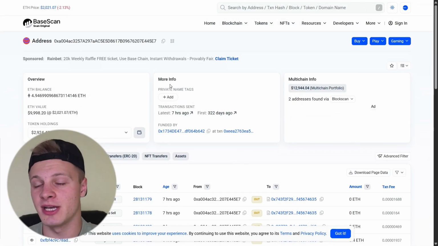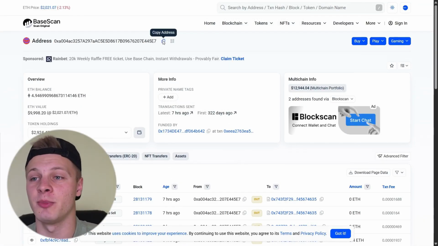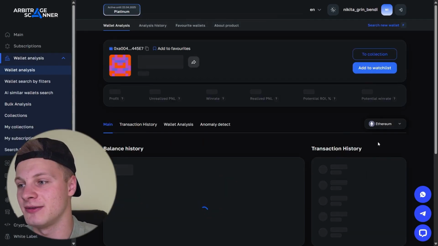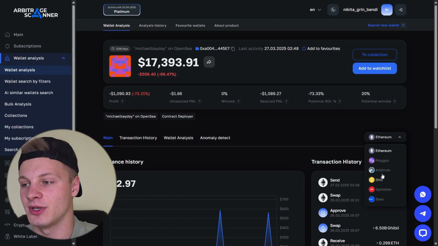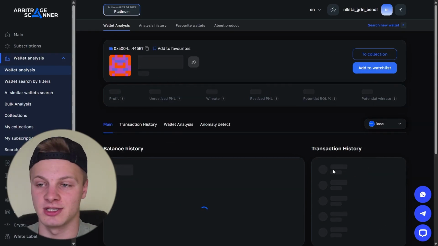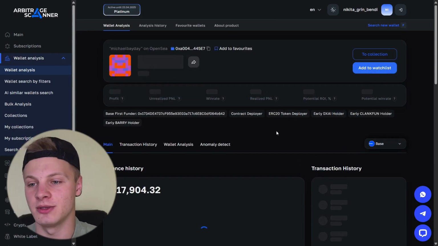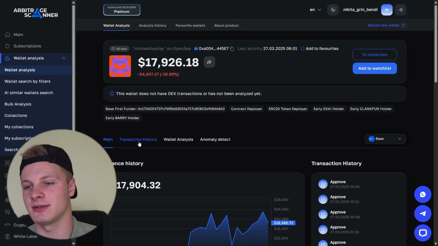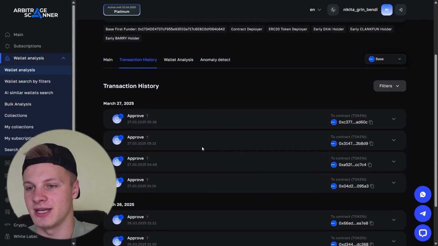Base Scan is a bit inconvenient, so of course we switch to the Arbitrage Scanner, copy the wallet address, and let's go analyze it. We paste our wallet, click on Analytics. Here we select the Base network because our wallet is on the Base network, which is where it was trading, and we can see what it was doing. In the wallet analytics, you can view transaction history, and see what actions it took.